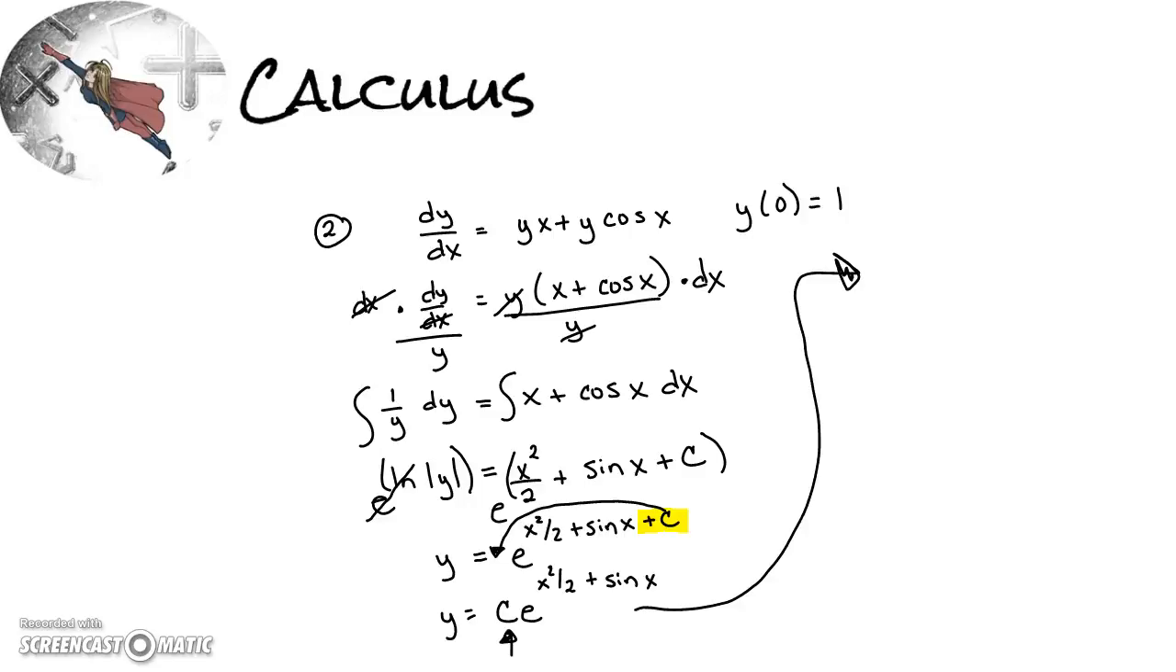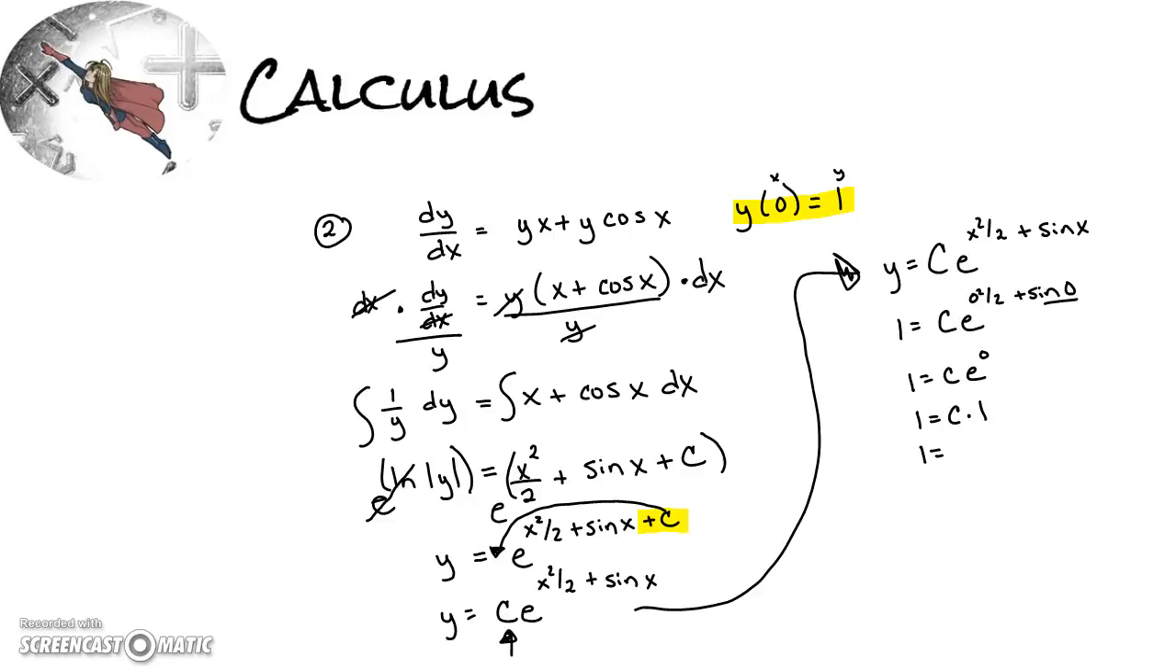So let's just recopy up here. We have y equals c e to the x squared over 2 plus sine of x. So according to my initial value, we're going to plug 0 in for x and 1 in for the y. So 1 equals c e to the 0 squared over 2 plus sine of 0. So we have e to the 0, because the sine of 0 is also 0. So we have 1 equals c times 1. So we end up with 1 equals c.